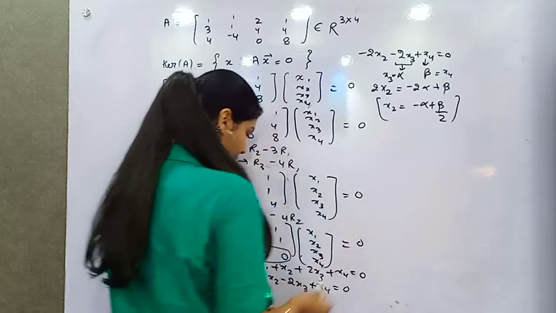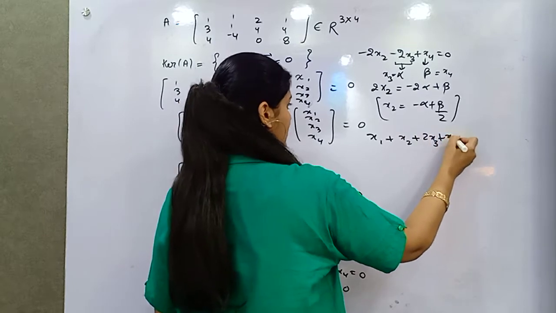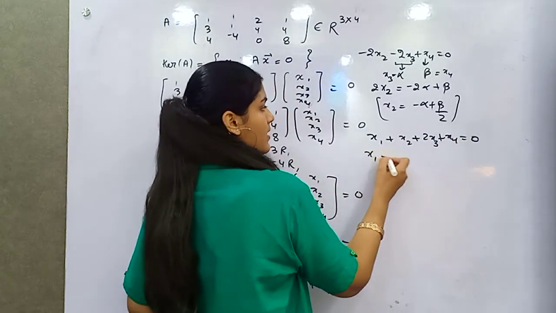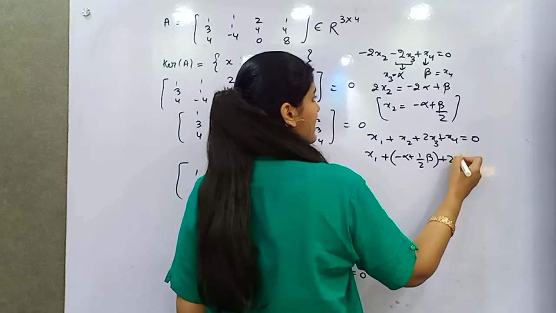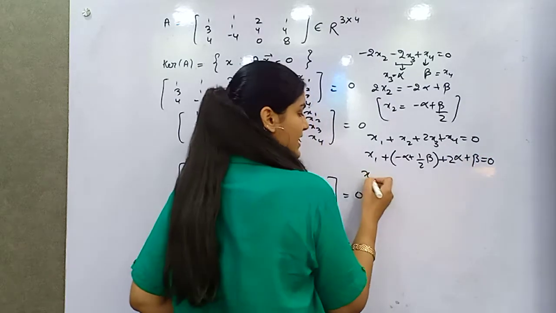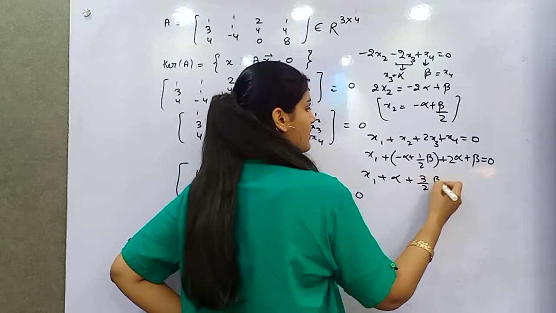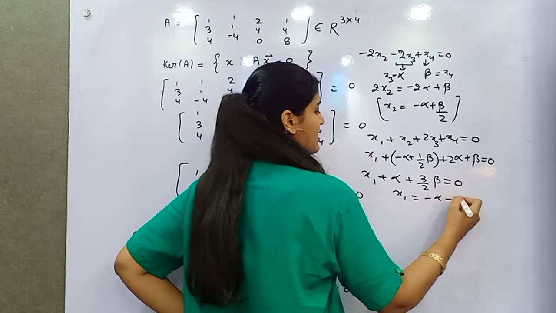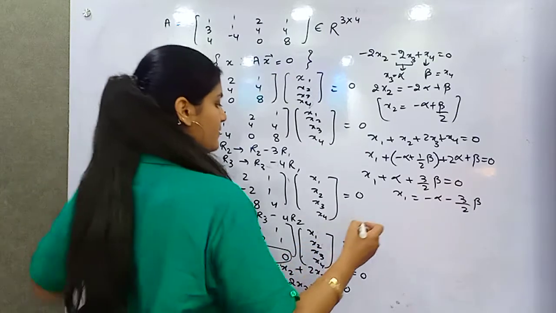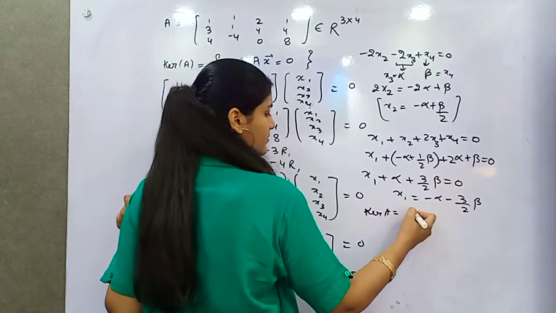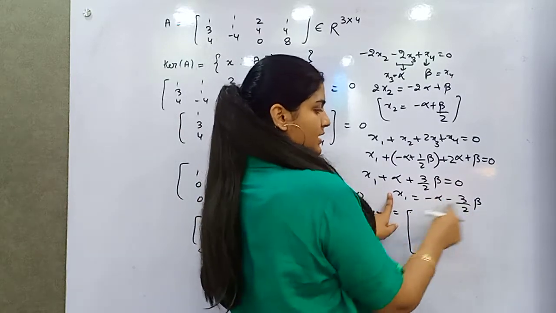Thereafter, if you put this into your first equation, which I'm writing down here: x1 plus x2 is this, plus 2x3, you have taken alpha, and this is beta. So x1 is 2 alpha minus alpha, alpha, half and 1, 3 by 2 beta. So this is minus alpha minus 3 by 2 beta. That means if you want to find the value of the kernel, it would be something in the form of x1, and this is in terms of alpha and beta.